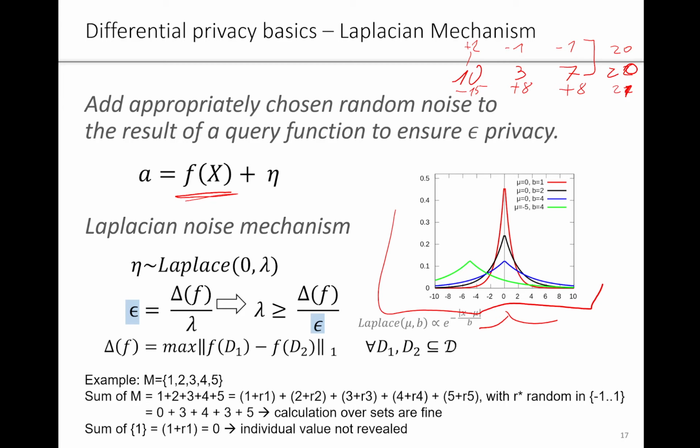So if we have this kind of distribution of values added to every single value, then the average will remain the same, the sum will remain the same, the standard deviation will differ, but min and max will also be computable. And that's the idea. Here we have an example. We want to compute the sum. We add to every number a random number from this range, -1 to 1.